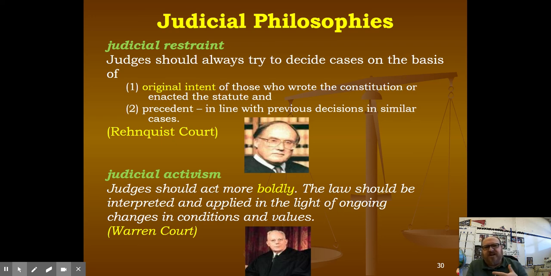So just to give you an idea, the Warren Court overturned Plessy versus Ferguson, desegregating. I can't think of it right now. Brown versus Board of Education. There you go. They decided on Brown versus Board of Education, desegregating schools. So that was judicial activism.